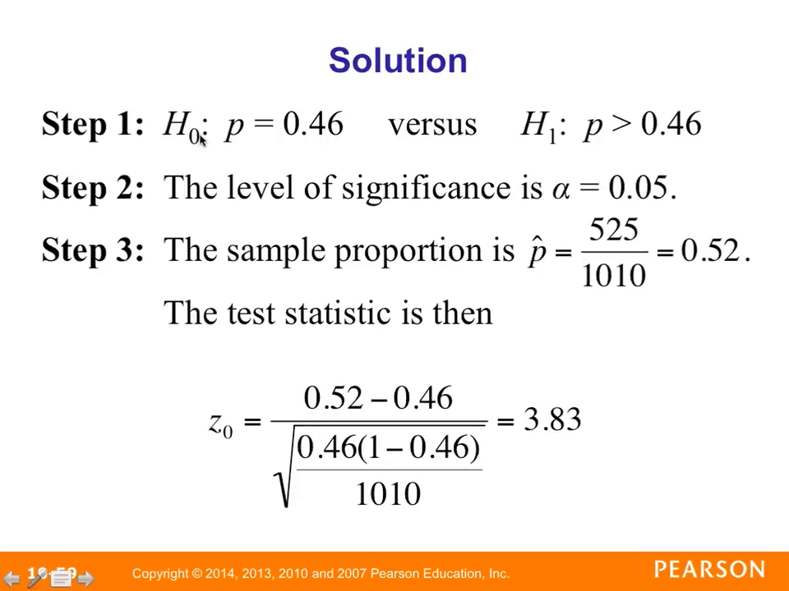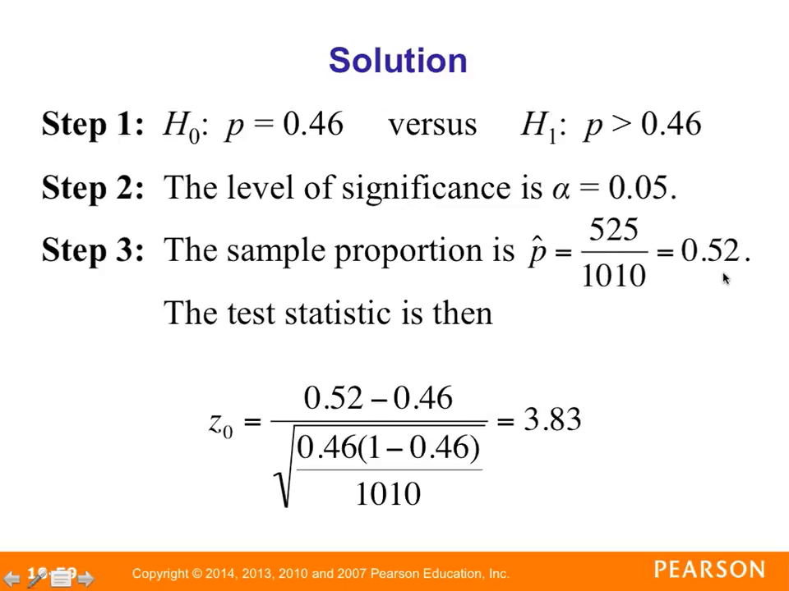So the first step is to set up your null and your alternative. So the null hypothesis, and that's going to be the statement of no change, is just going to be that p equals 0.46. The alternative is going to be that p is greater than 0.46. The level of significance is going to be 0.05. It's a typical level of significance, although all of the homework questions always give you the level that you're looking for. The sample proportion is going to be given as 525 people who stated that characteristic out of the 1,010, which gives you 0.52.